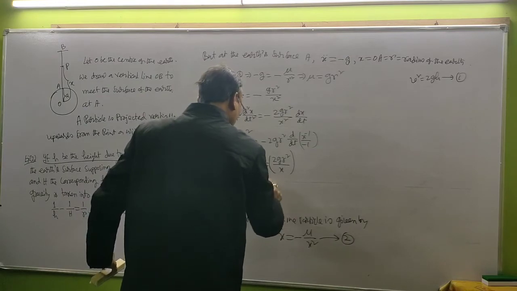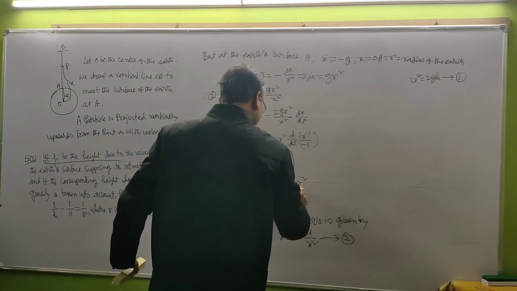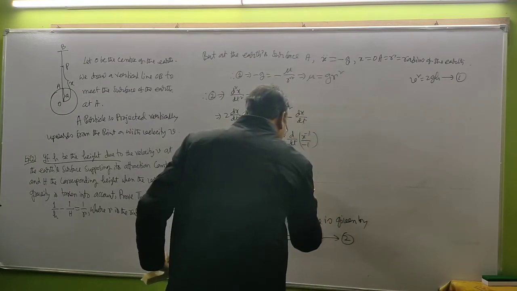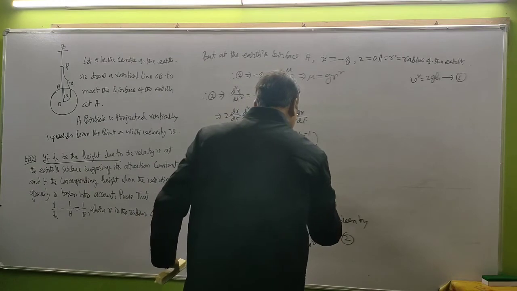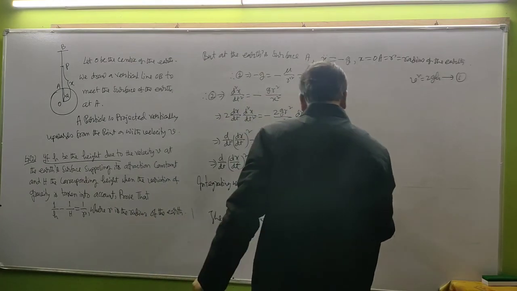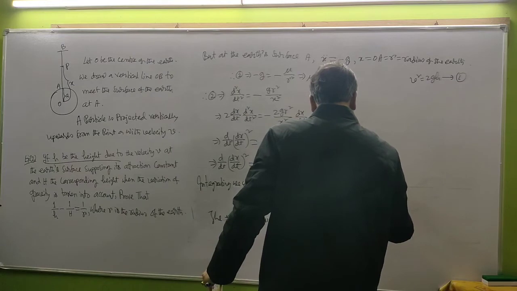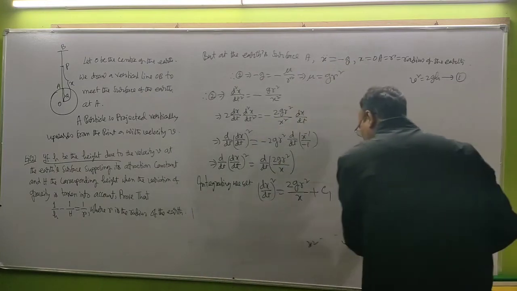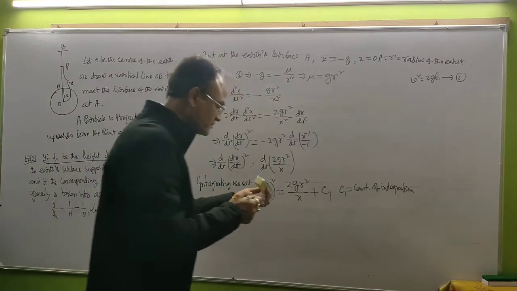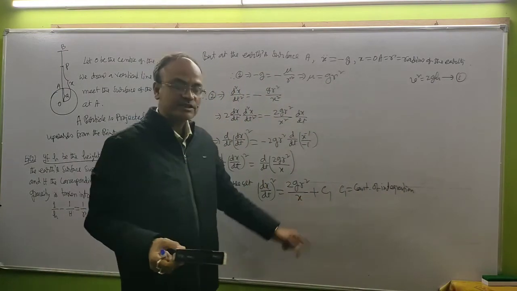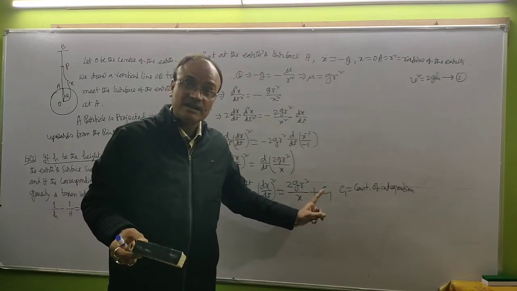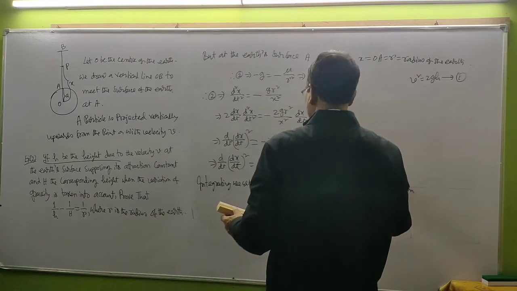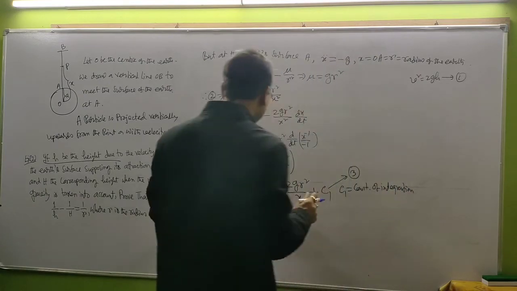(dx/dt)² = 2gR²/x + c1, where c1 is the constant of integration. (dx/dt)² is equal to this. Now we have to find the value of the constant of integration. Suppose this is number 3.